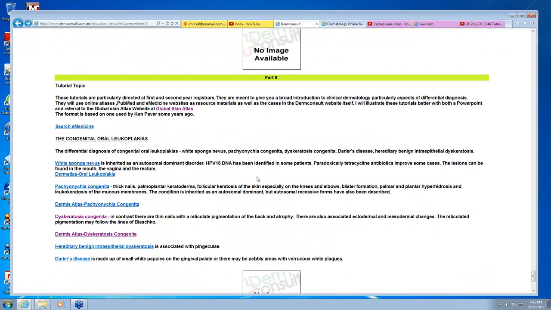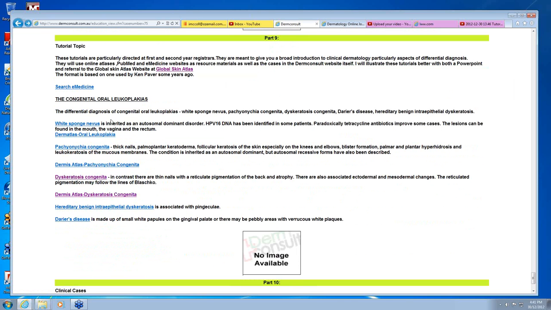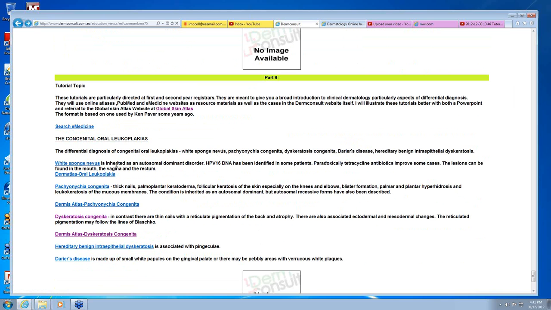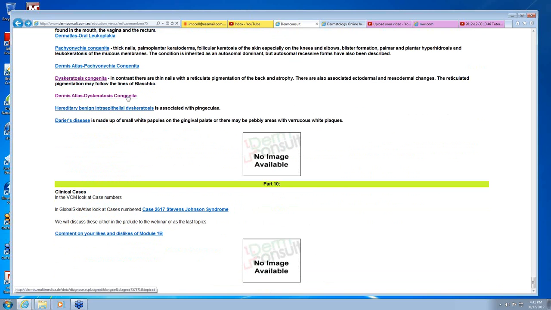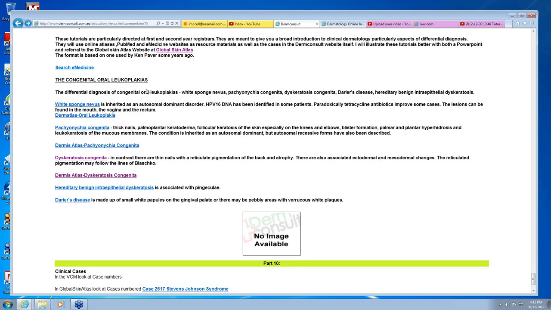The tutorial topic that we'll look at in the webinar is the congenital oral leukoplakias. These are the various conditions here: white sponge nevus, pachyonychia congenita, dyskeratosis congenita, hereditary benign intraepithelial dyskeratosis, and Darier's disease. Again, this will be of more relevance to third and fourth year registrars if they want a little bit more information on causes of white lesions on the inside of the mouth that are present at birth or shortly afterwards. Mind you, a lot of cases might well just be a bit of candida as well. You've got to remember that.